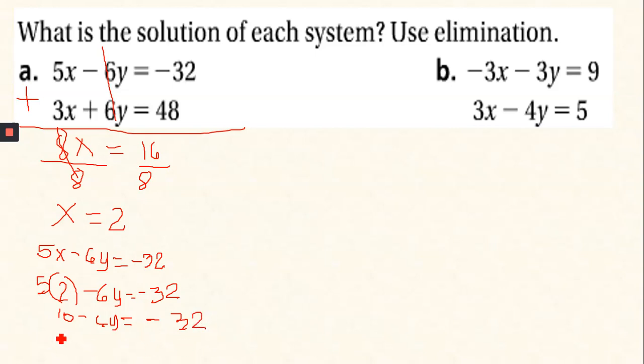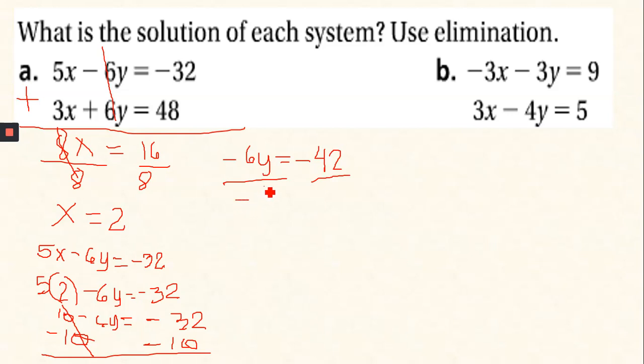Okay? Then, get the opposite of 10, that is negative 10 on both sides. Okay? 10 plus negative 10, that will be 0. So, you need to bring down negative 6y. We are going to write it here. Negative 6y is equal to negative 32 plus negative 10, that is equal to negative 42. Dividing both sides of the equation by the coefficient of y, which is negative 6. So negative 6 divided by negative 6, that is 1.